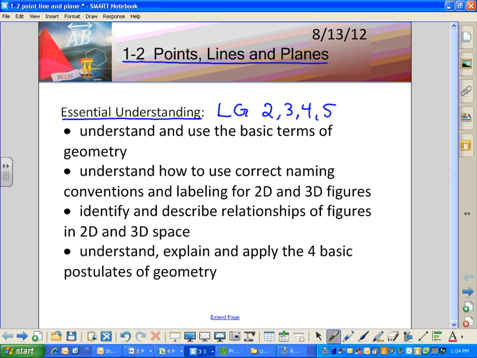We're also going to identify and describe the relationships of figures in two-dimensional and in three-dimensional space. And then finally, in this lesson, we're going to start to understand, explain, and apply the 4 basic postulates of geometry. And we'll talk about what a postulate is later on in the notes here. So let's get started.